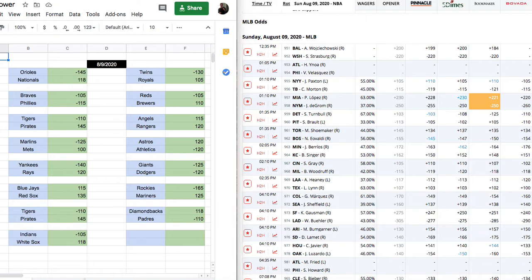So what we're going to do today is, if you see over here on the left, these are our power rankings for today, which is August the 9th, and to the right you see the actual lines for Major League matchups. So we're going to walk you through.